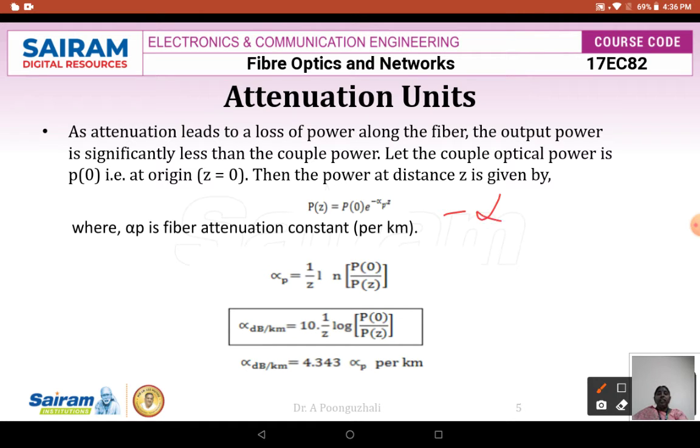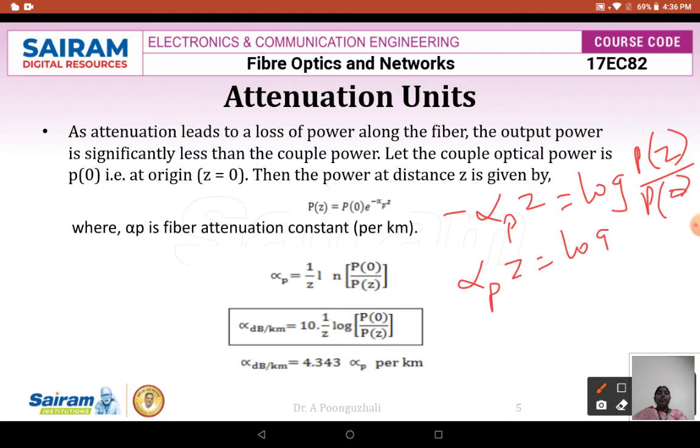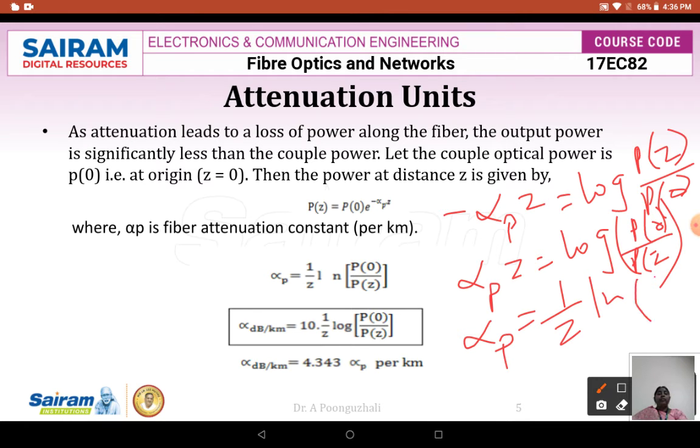So minus alpha P Z is equivalent to log of P of Z by P of 0. Now if I remove this minus sign, it is going to be alpha P into Z equivalent to log of the reverse, so P of 0 divided by P of Z. I want the attenuation constant alpha P, which is nothing but 1 by Z ln of P of 0 divided by P of Z. That is what we are writing here for alpha P.